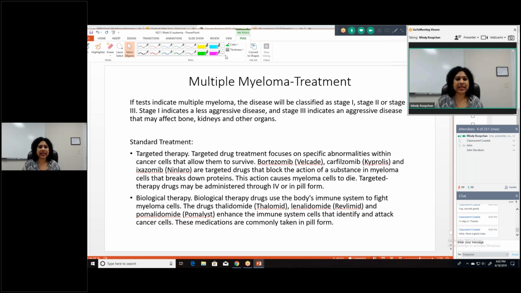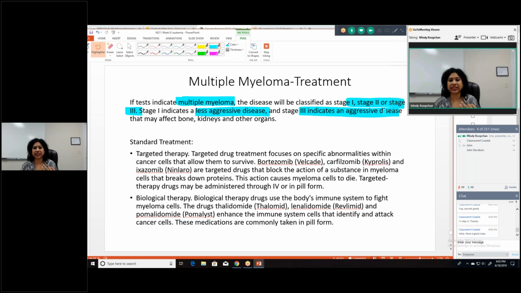So if the tests indicate that we have multiple myeloma for a patient, they're going to classify it stage 1 or 2, stage 3, stage 1 indicating a less aggressive disease, and stage 3 meaning aggressive disease. It affects the bones, the kidneys, and the other organs.